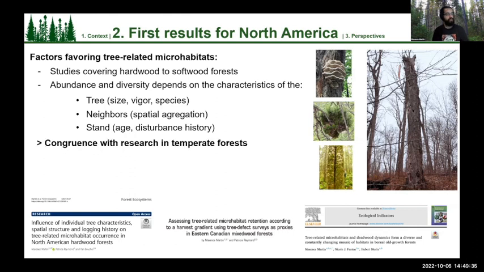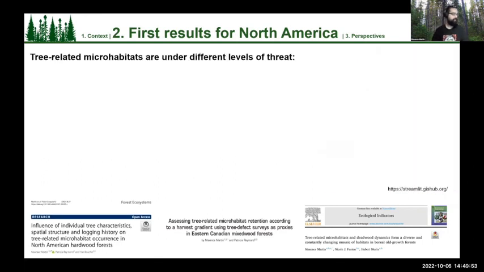But overall, what it shows is that we have a congruence of this result with what we observed about forests, meaning that this study of tree-related microhabitats in boreal forest is relevant because it seems that we follow some patterns in boreal forest, maybe at a lower scale due to a lower size of the trees in comparison to temperate forest. However, tree-related microhabitats are already under different levels of threats.